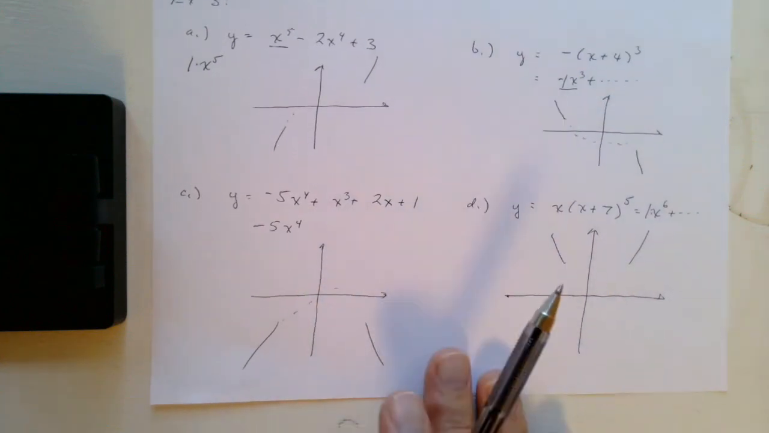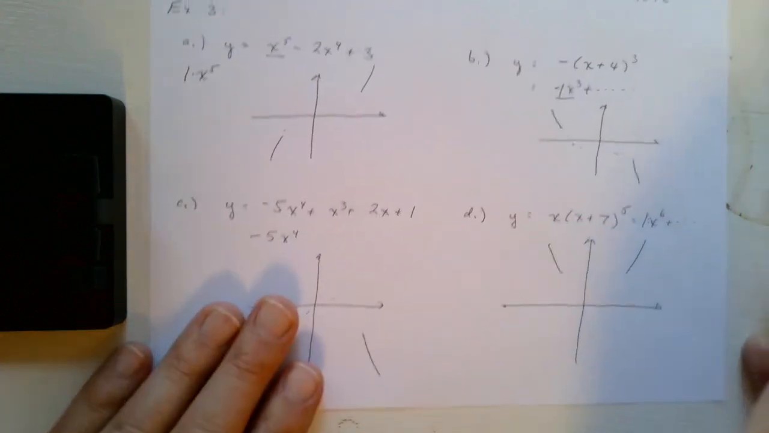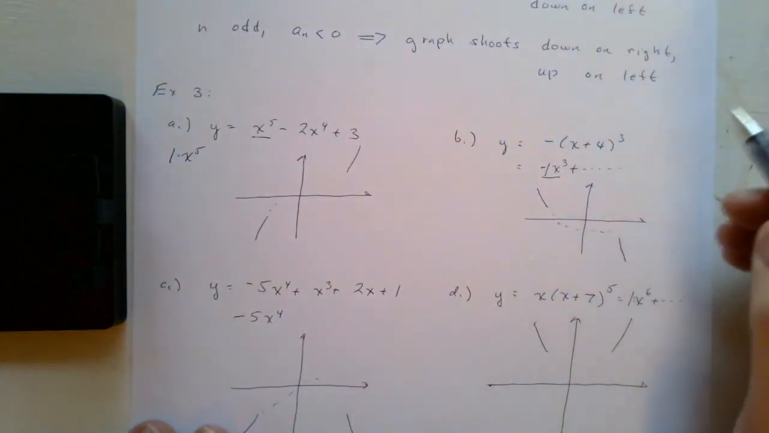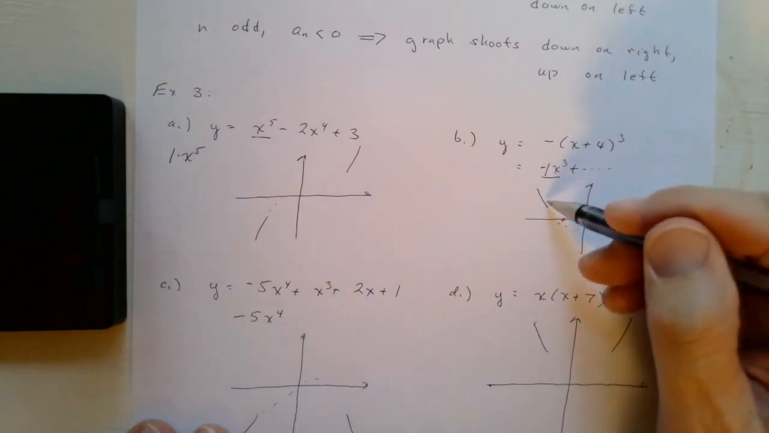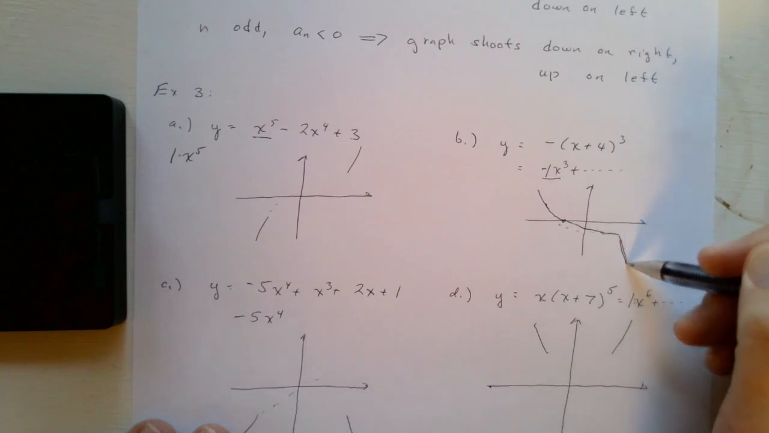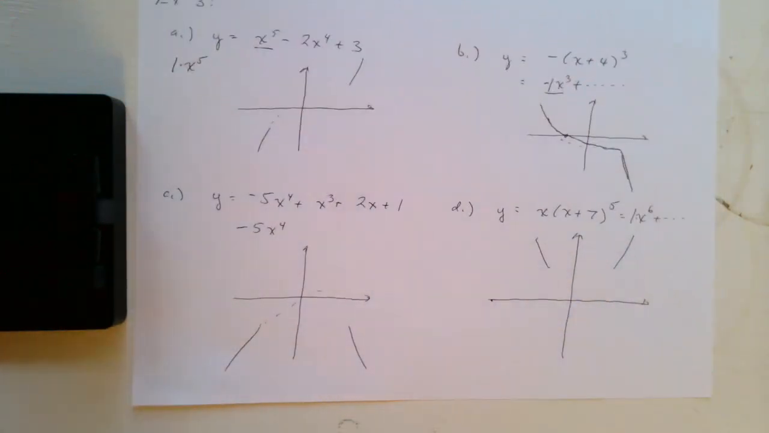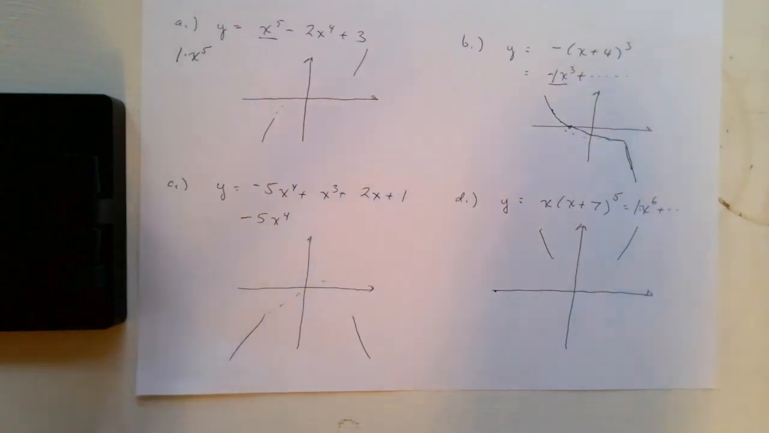If I were to ask you to finish this, we're going to see that in the case of example B, the graph is actually going to hit the x-axis just once at -4, and it's going to come like that. And we'll learn how to find the x-intercepts in the next video. But that's how the end behavior works. Just look at the leading term.